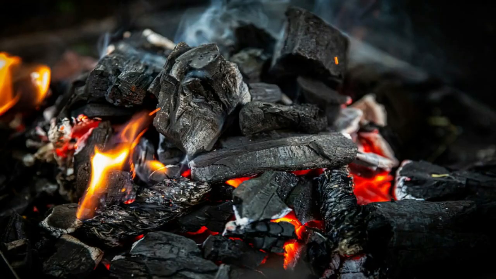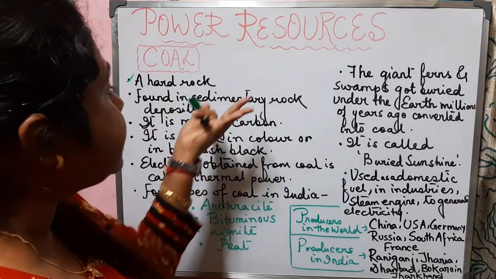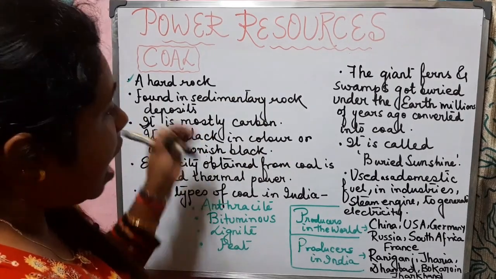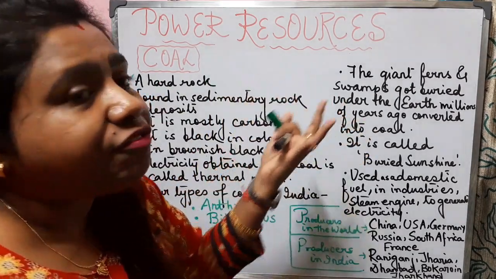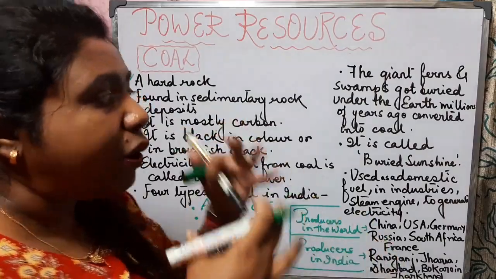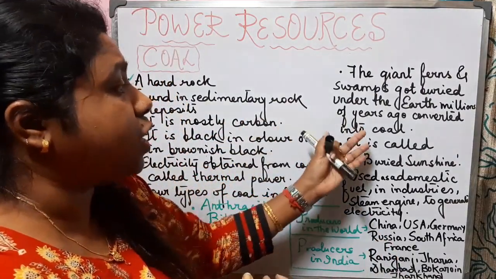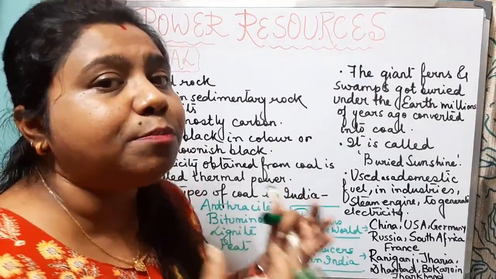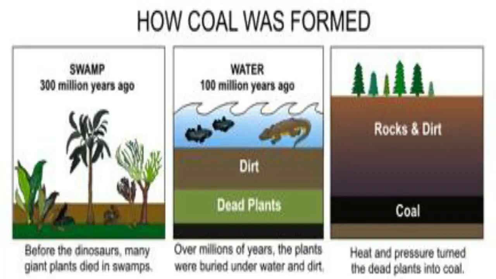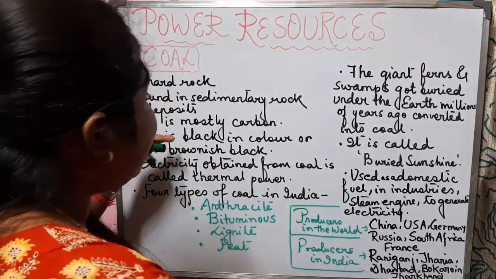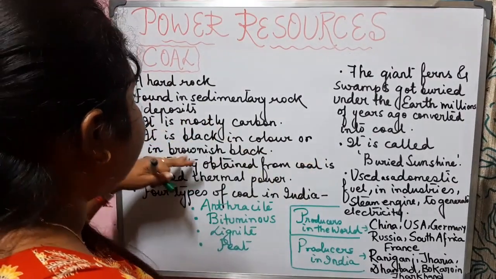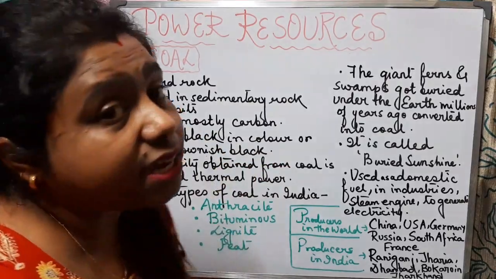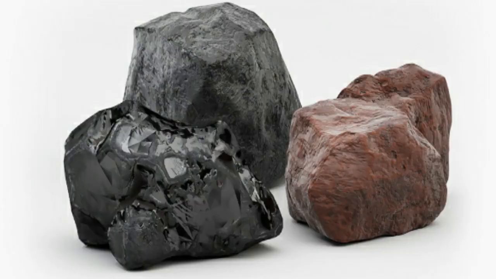Now, what is coal? Coal is a hard rock which is found in sedimentary rock deposits. How is coal formed? The giant ferns and swamps got buried under the earth millions of years ago, and under great heat and pressure they converted into coal. Coal is mostly carbon. Coal is black in color or brownish black. So what is the color of the coal? It is either black in color or brownish black.